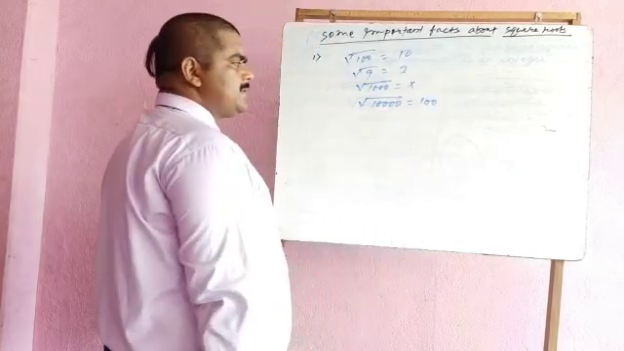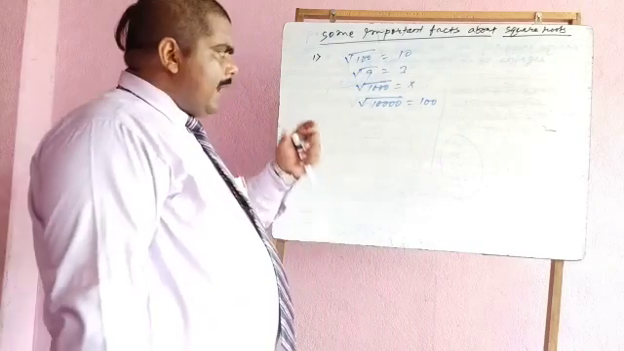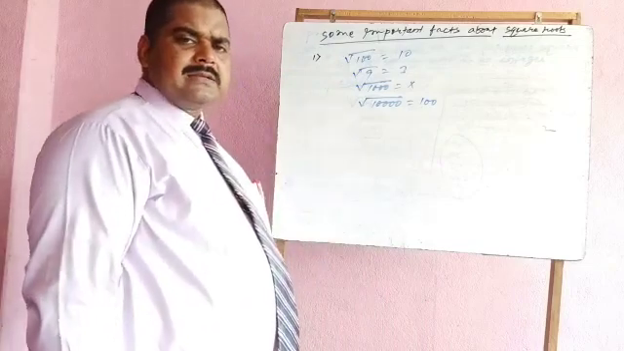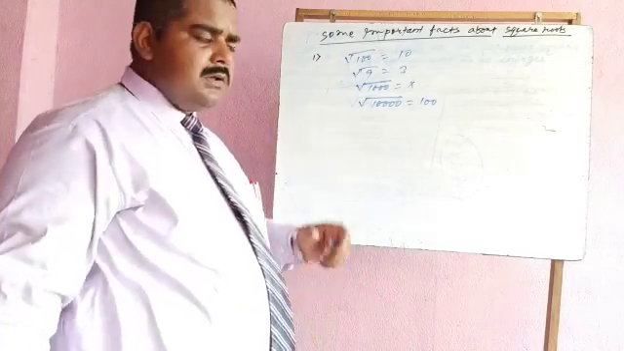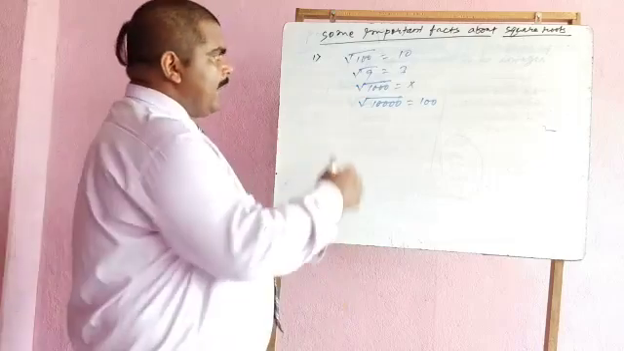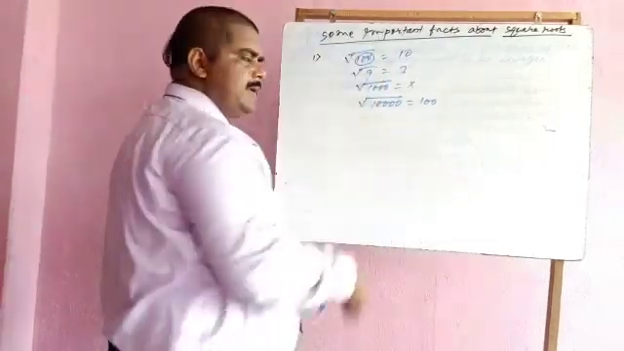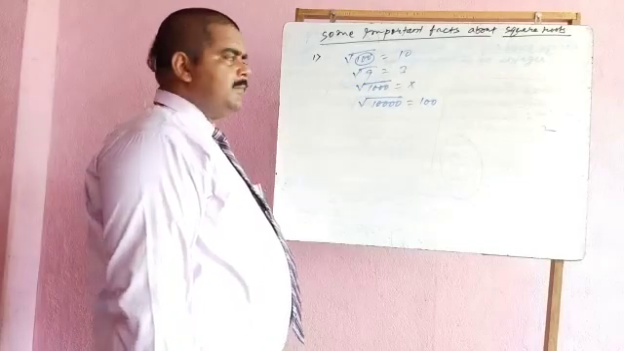My dear students, at first you have to pay attention to the total number of digits. You have to see that it is a perfect square and it has a 3-digit number.